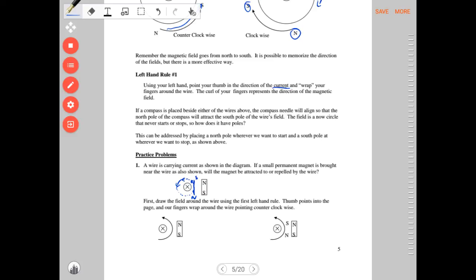So we always draw the magnetic field in the wire at that spot where it's going to be closest to the permanent magnet. We end up with a south and a north here, and a north and a south. We are going to attract this magnet, so the wire will be attracted to the magnet. That's what I explained down here. First, draw the magnetic field around the wire using the left-hand rule. Thumb points into the page, use our fingers to wrap around, and then we draw this tangent line. North, south, they attract. Perfect.